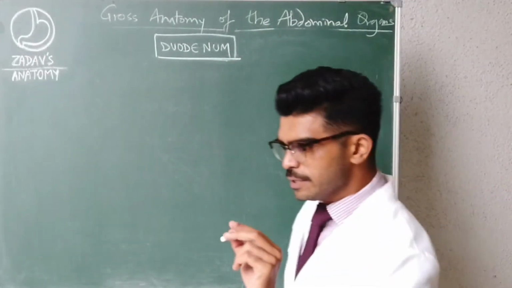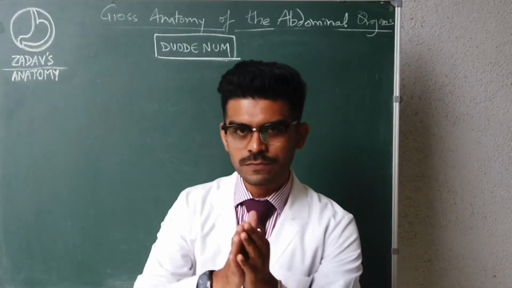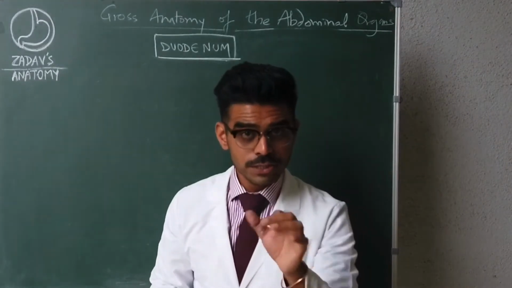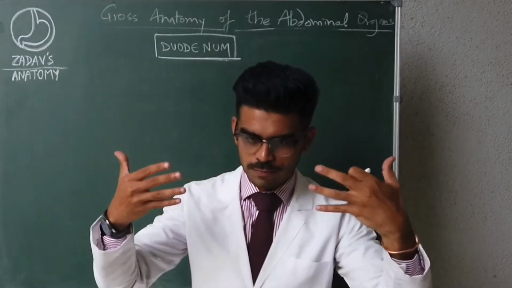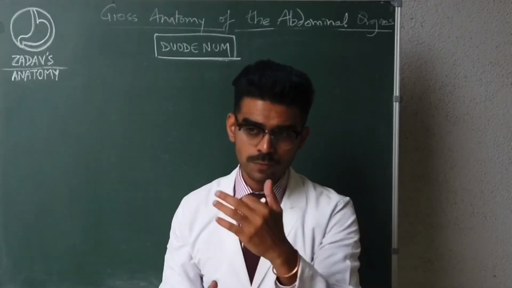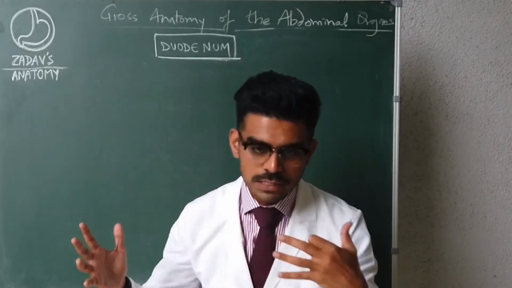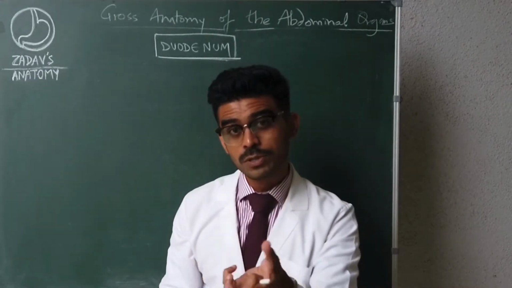Now we come to the coolest part of the lecture, and that is the relations of the duodenum. Whenever I'm teaching on the chalkboard, I have a system. I like to construct the posterior abdominal wall of that area first, then superimpose the organ on that and seal it off with the anterior relations. But in the case of the duodenum, we are also going to do it part by part.